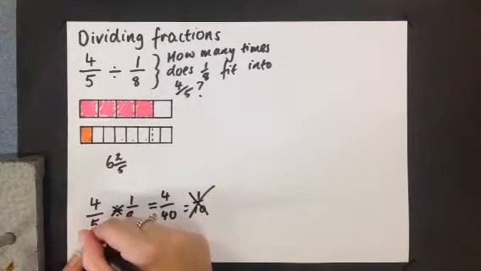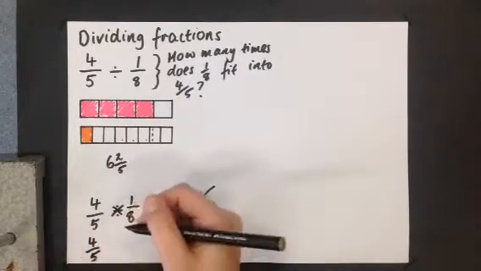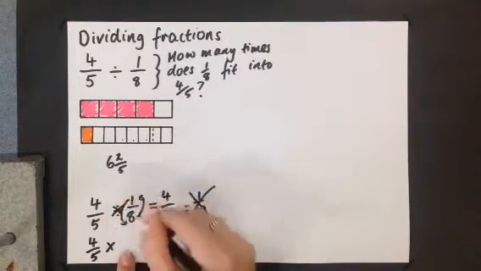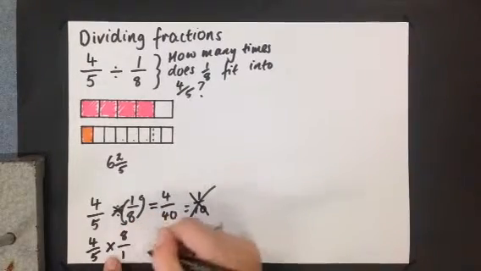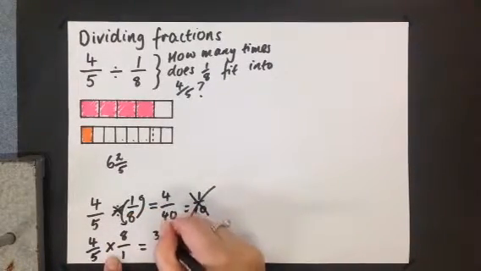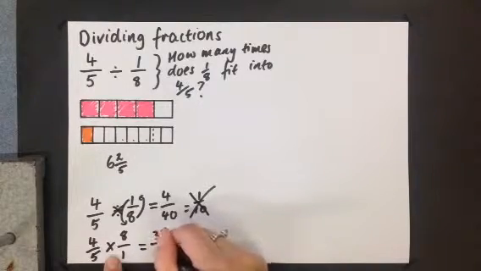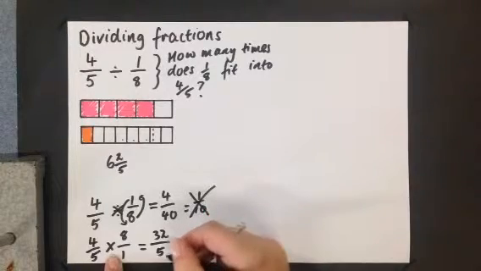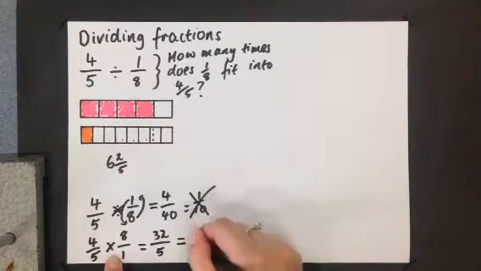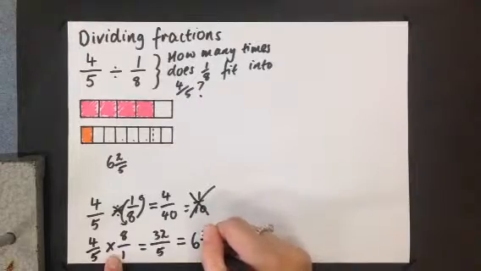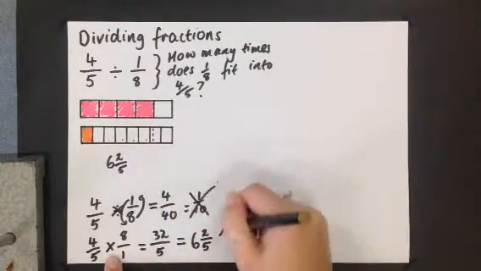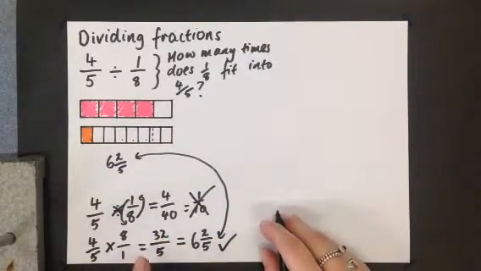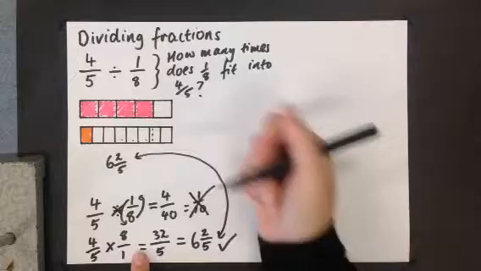If I do 4/5 times the inverse of 1/8, which means you swap the top and the bottom number, 4 times 8 is 32, 5 times 1 is 5, so 32/5 is an improper fraction. If I convert this to a mixed number, 5 goes into 32 6 times with 2 remainder, so I get 6 2/5. So we find we can divide fractions by multiplying by the inverse.